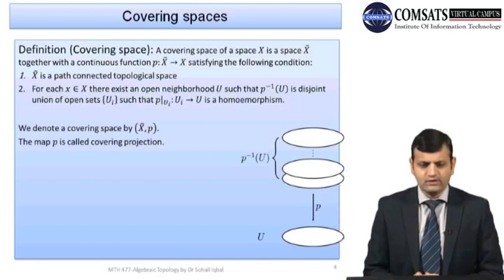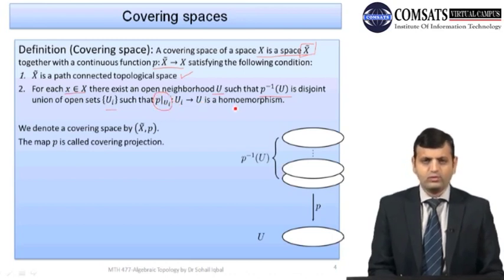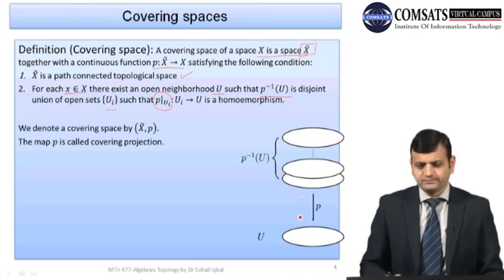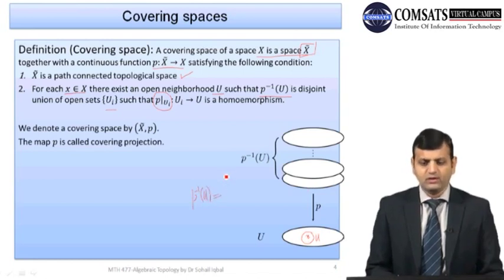So let us remind ourselves what a covering space is. A covering space of a space X is a space X tilde, together with a continuous function P, satisfying the following conditions. Number one, this covering space X tilde should be a path connected topological space. The second condition is, for every x there exists an open neighborhood U such that P inverse U is a disjoint union of open sets U_i, such that the restriction of P on U_i, from U_i to U, is a homeomorphism. In other words, if there is an x, then there exists an open neighborhood U of this x, and the inverse image of this U, that is P inverse U, is a disjoint union of open sets.